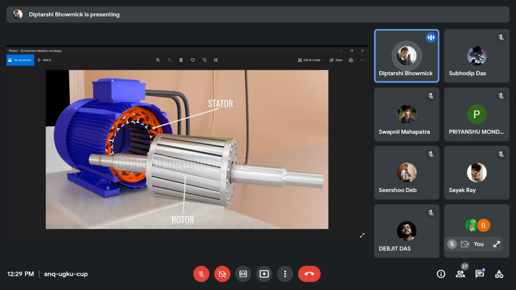Mind it, that is not the linear slot pitch. That is the angular slot pitch. If it is the linear slot pitch, then you have to go with pi D by S, that means pi D by the number of slots. That will be the linear slot pitch, and the angular slot pitch is 2 pi by the number of slots. Clear?